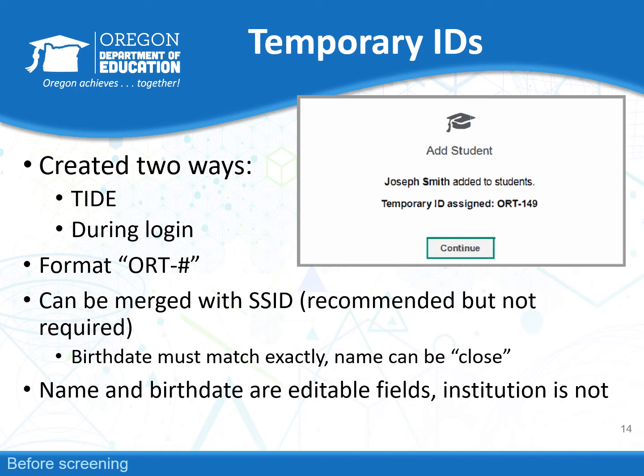In order to preserve information about a student's testing history, districts are encouraged, though not required, to later merge temporary IDs with students' permanent SSIDs. This can be performed using a batch process. The system uses a fuzzy matching algorithm to help find records where the student's name is close but not identical. However, a student's birth date must match exactly. It is preferable to minimize data entry errors when creating temporary IDs.